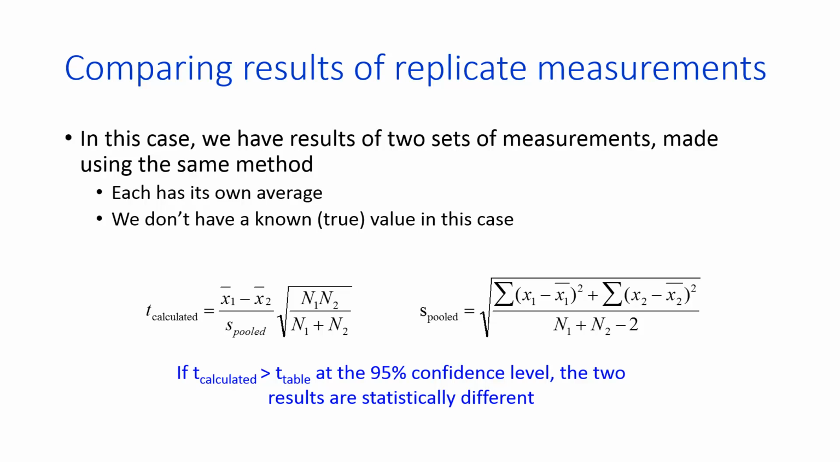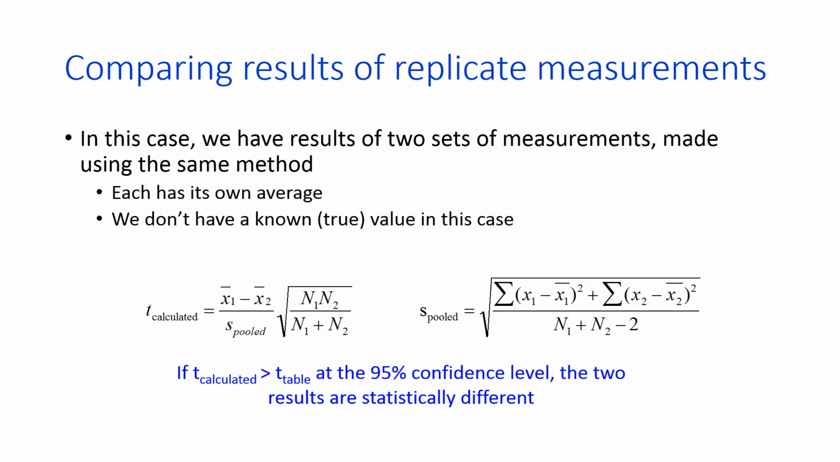In a different case, we may have results of two sets of measurements made with the same method. So we do our measurement once, maybe 6 times, and we go away, come back the next day, and do it again 6 times using the same method, using the same sample. We don't have a known true value in this case. We're just testing one sample over and over. But we can see if our method is giving us the same answer every time using this kind of t-test.